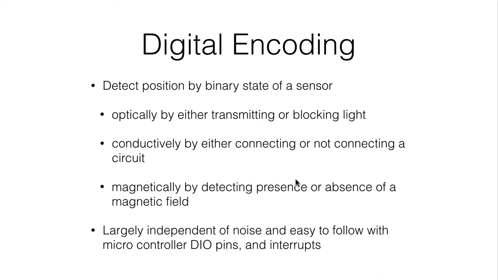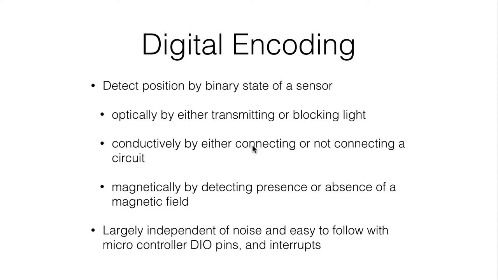Digital encoding is what you'll get in just about all modern mechatronic equipment, where you're going to read the position by a series of digital pulses. So we're detecting position over time by the binary state of a sensor. For example, it could be optically, either transmitting or blocking light. If we are shining a light onto, for example, our photodetector, that was an example of potentially optical encoding. We can tell whether there's light passing or not.